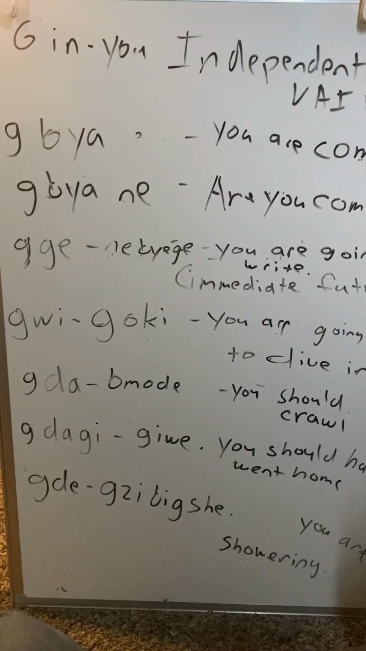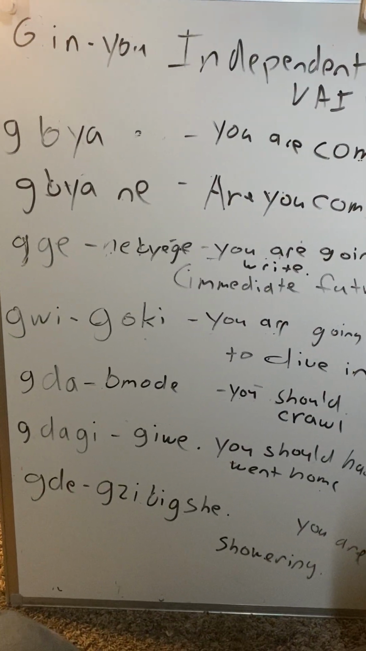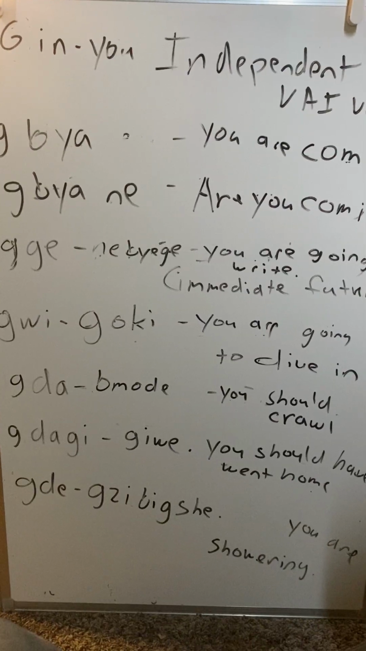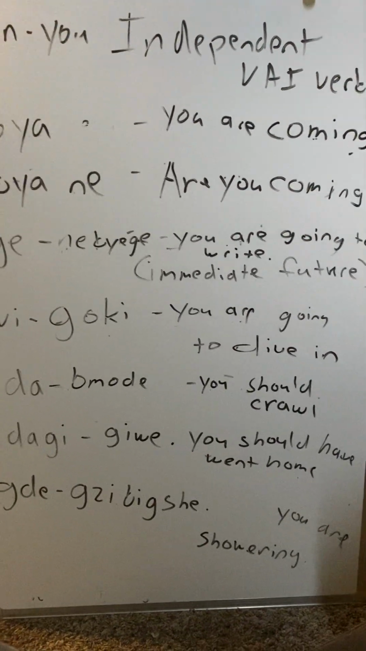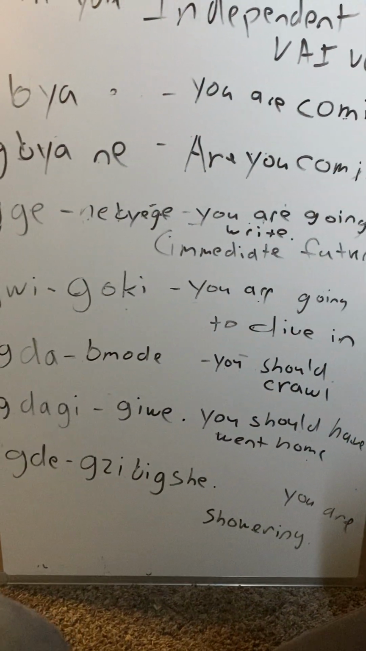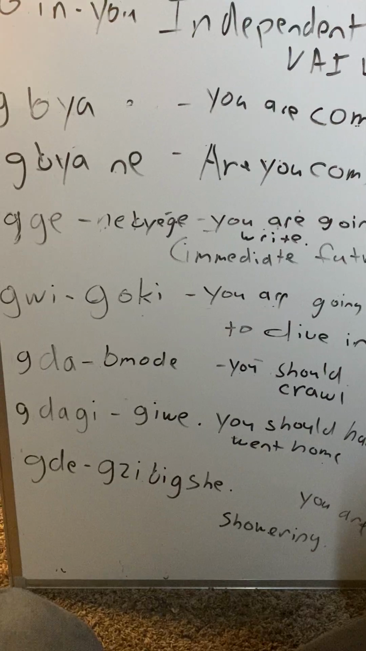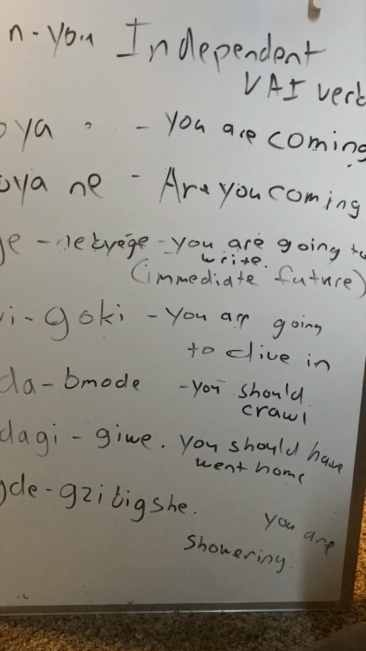And another thing to note here is when you have two of these G's that come together, you don't have to double up. You don't have to go guga or gugi like that. Gebiege. You are going to write in the immediate future. Gebiege. Okay. Gui gogi. You're going to dive in.